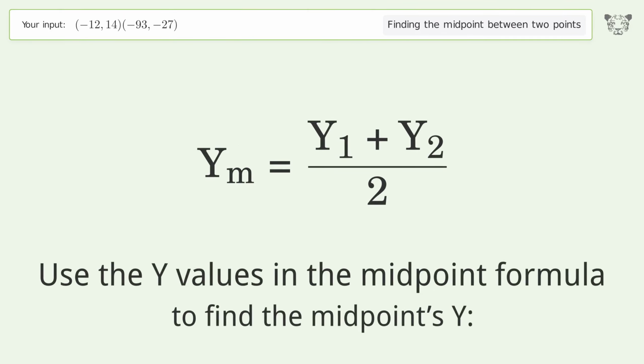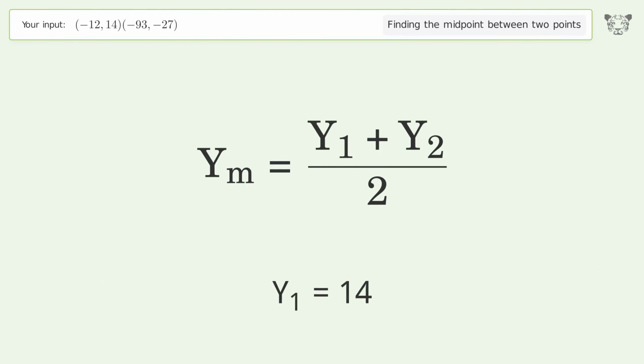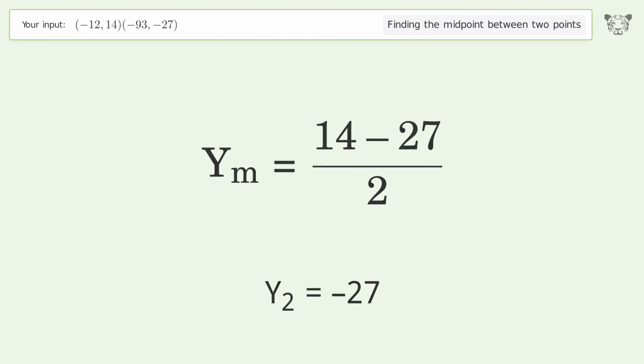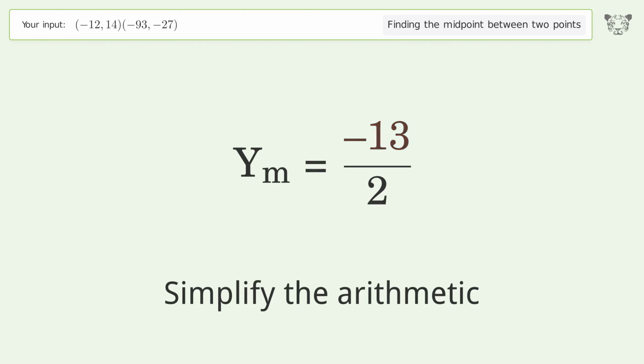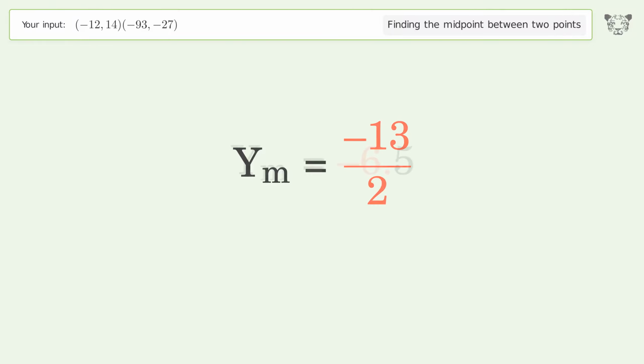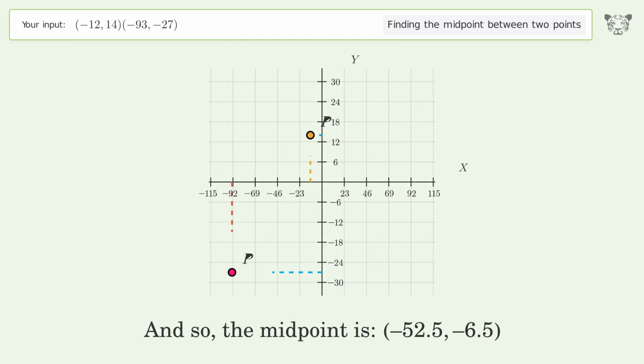Use the y values in the midpoint formula to find the midpoint's y. y1 equals 14. y2 equals -27. Simplify the arithmetic. And so, the midpoint is -52.5, -6.5.